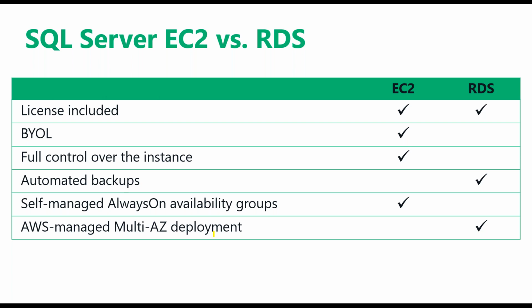Just a little bit about always-on availability groups. It would be something that you have to configure if you're running your database on EC2, whereas if you're using our managed service, we do have the option of a multi-AZ deployment, and I'll speak about that in a few slides.